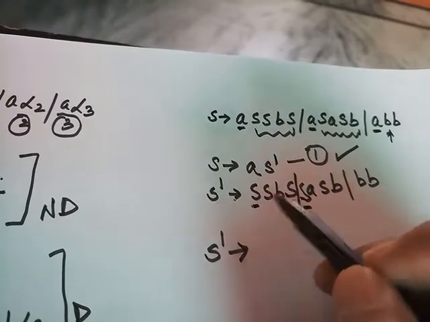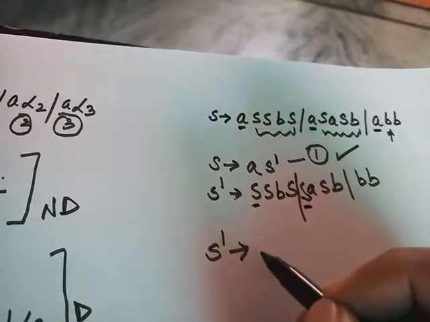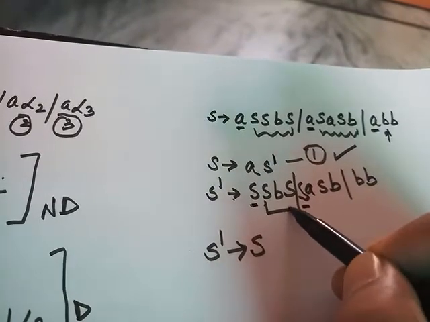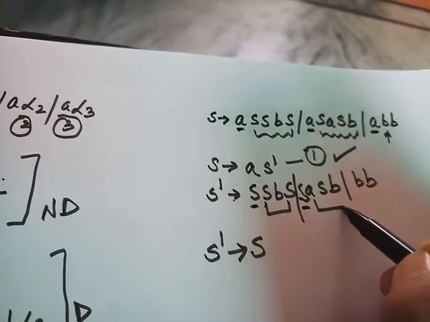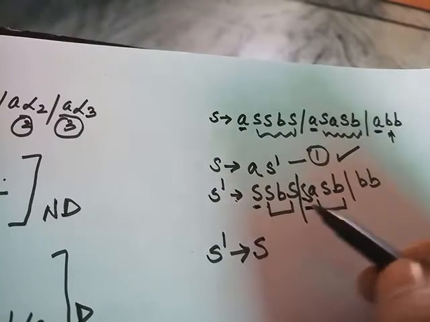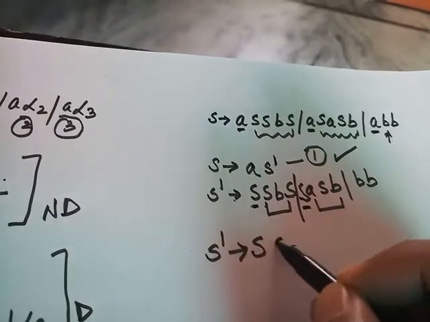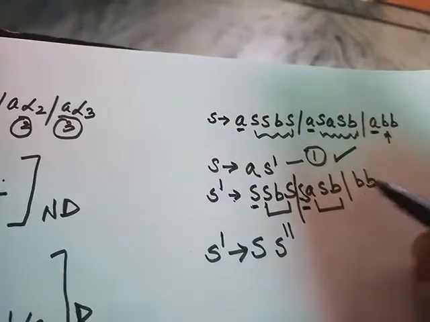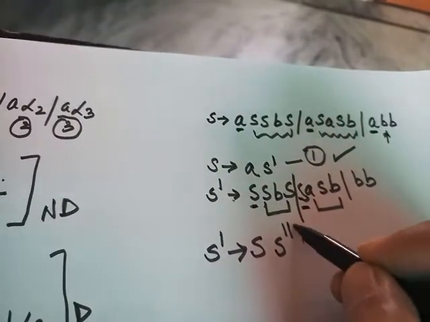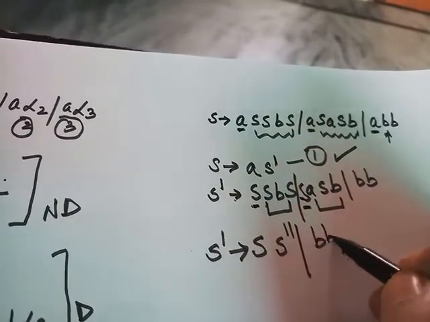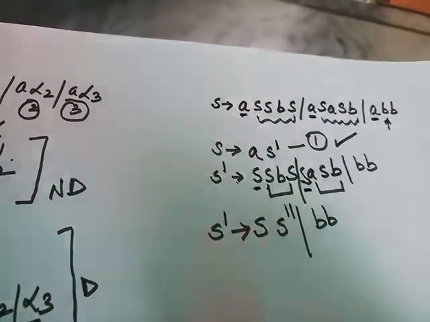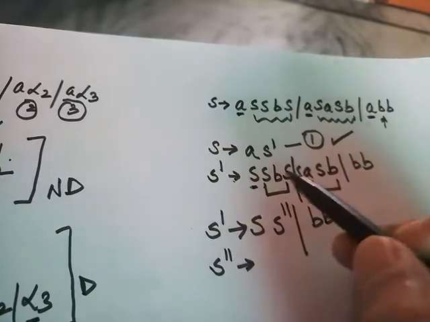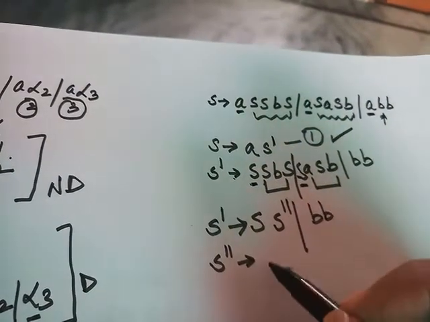You can say S. So S is common. What is left? This part. The responsibility to generate these two parts will be given to S double dash. I can write it like this, and here it is okay, there is no issue, so I will write BB. And now what can S dash generate? What is left? SBS.